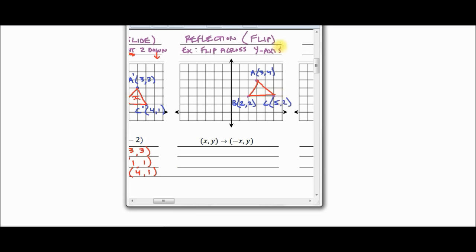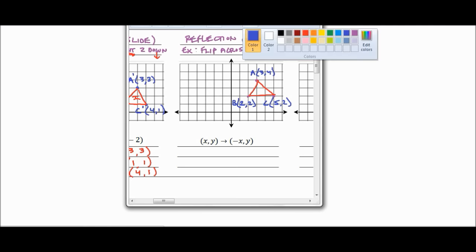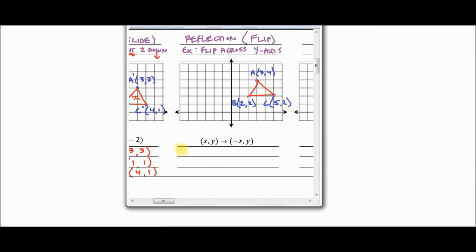Now, in order to reflect or flip this across the y-axis, we can also use transformation notation. This is the transformation notation for a flip across the y-axis. The original x value just changes to the opposite sign, and the y value stays the same. Let's go ahead and run our points through this transformation notation and figure out where our new triangle goes. So A used to be at 3, 4. Now, the 3 is going to change sign. It's going to be -3, and our y value doesn't change at all.